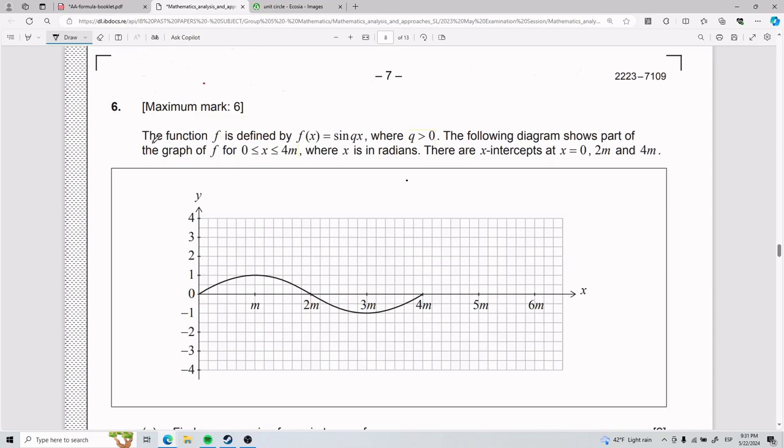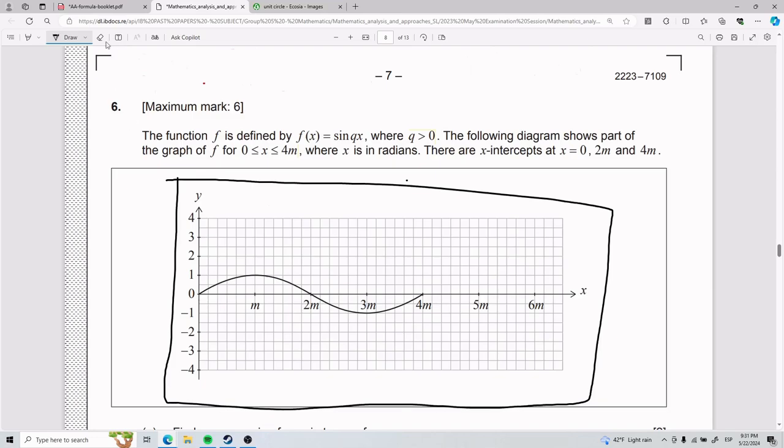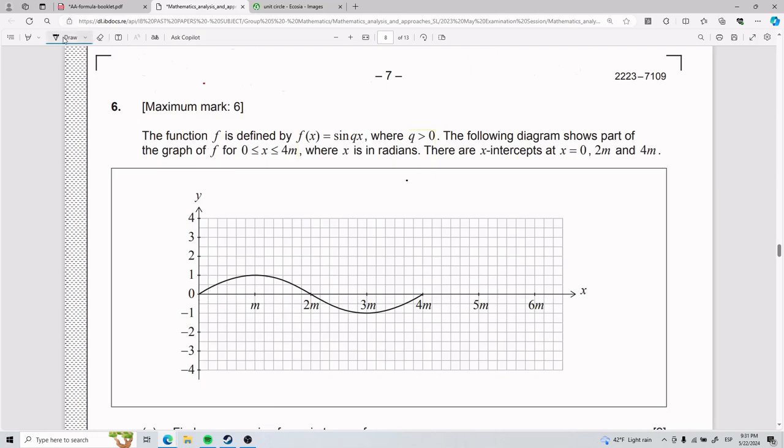So, number 6. The function f is defined by f of x equals sine qx, which is this guy that you're looking at here. They tell you that q, the guy inside of the parentheses for sine, is positive, okay? The following diagram shows part of the graph of f for these values here. Now, what the heck does this even mean?